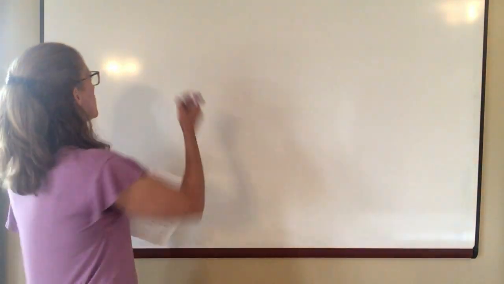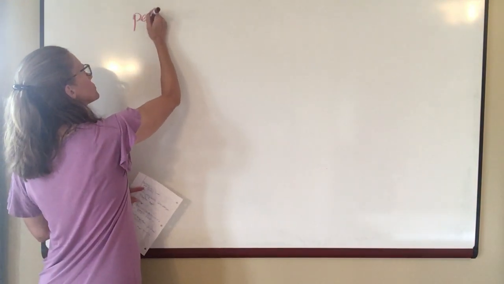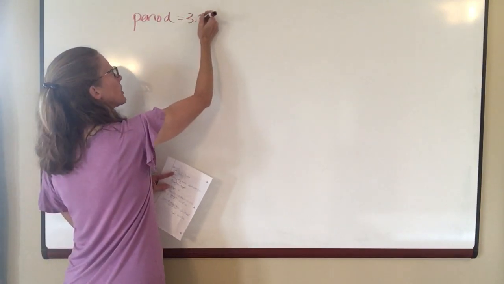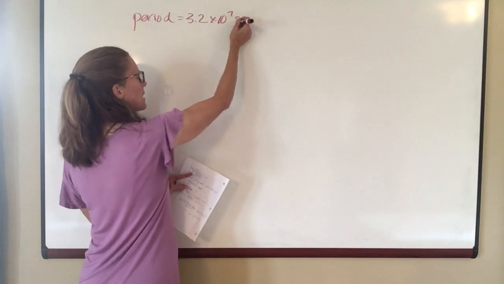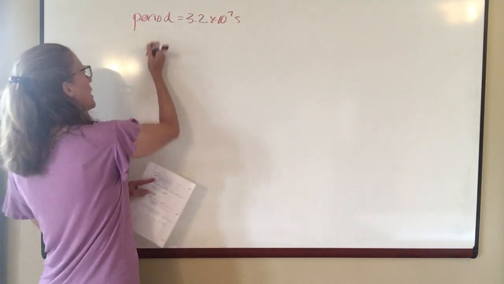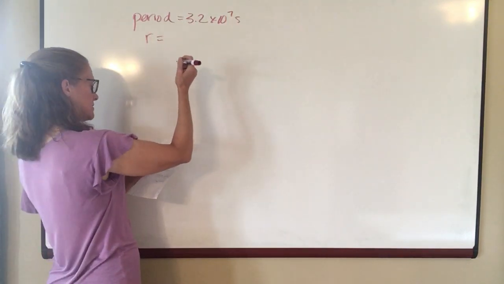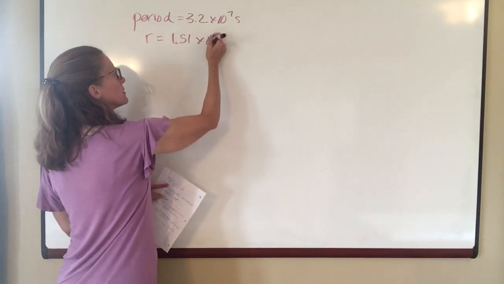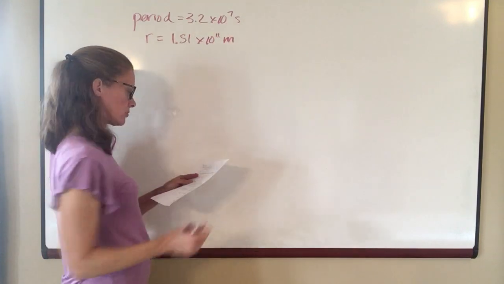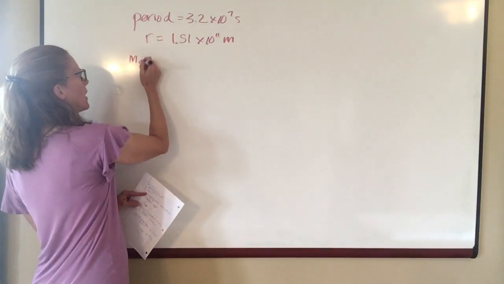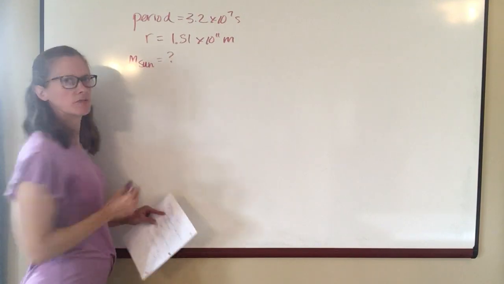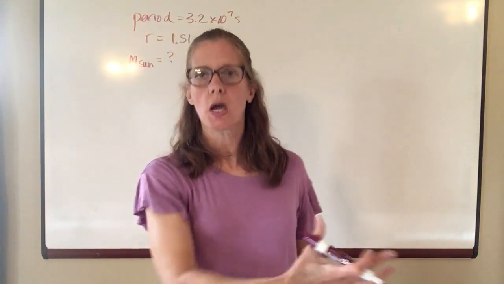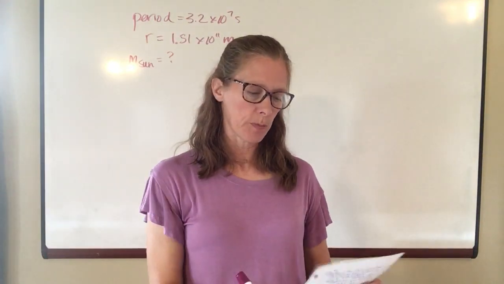Okay, so I'm going to get up here what I know so that my information is here. So the period is 3.2 times 10 to the 7th seconds for the Earth. And I know that the distance is 1.51 times 10 to the 11th meters. And I'm asked, what is the mass of the sun? Okay, so again, classic example, I've got one thing orbiting another thing. I've got the Earth orbiting the sun.